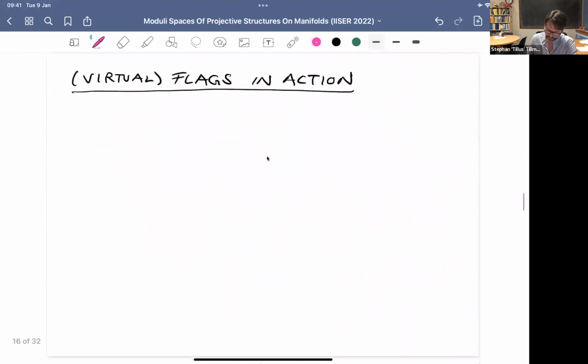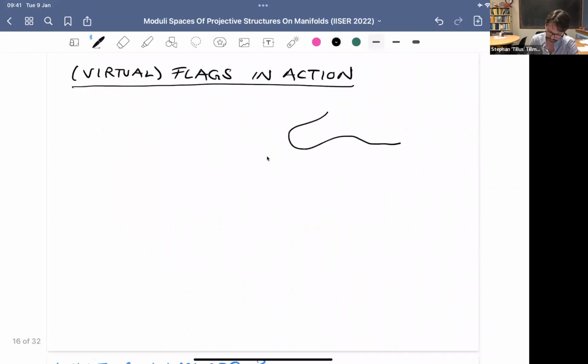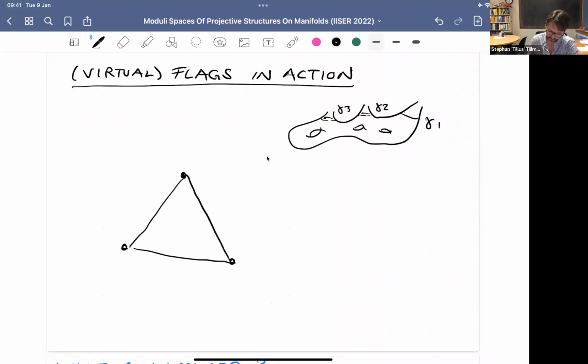So to see virtual flags in action, say you have some kind of surface, maybe I'll draw it with 3 cusps. And here's your surface. Here you have maybe gamma 1, gamma 2, gamma 3, and you've chosen some triangulation where there's also a triangle with vertices at the 3 ideal points here. If you think about the fixed points of gamma 1, gamma 2, gamma 3, they form some kind of triangle, and then each of them preserves a flag. So gamma 1 preserves another line somewhere.